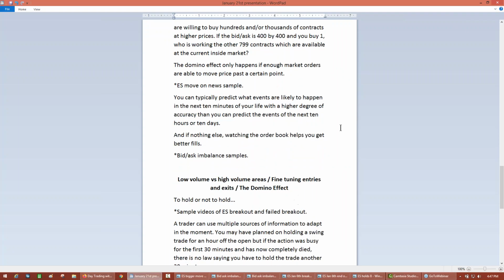So the idea behind order flow being incorporated is that you can often predict what's going to happen in the next 10 minutes of your life with a higher degree of accuracy than you can predict what's going to happen in the next 10 hours or 10 days, right? That's the idea. And then if nothing else, watching the order book helps you get better fills.